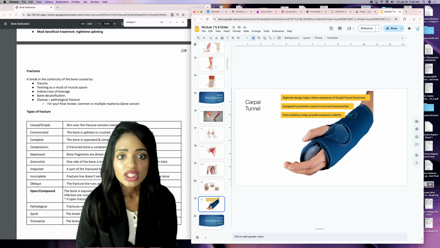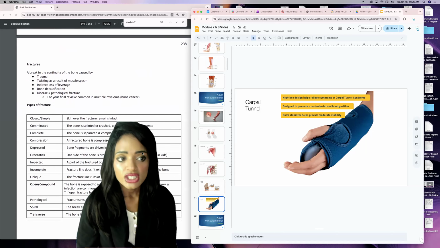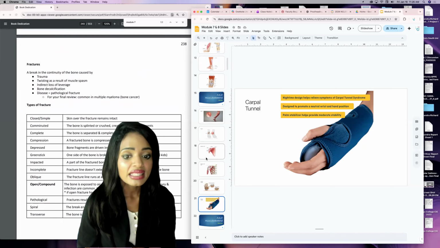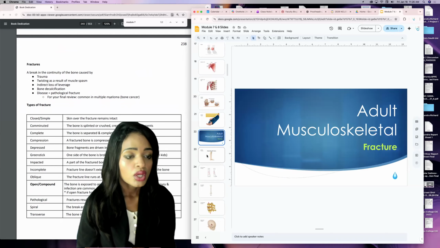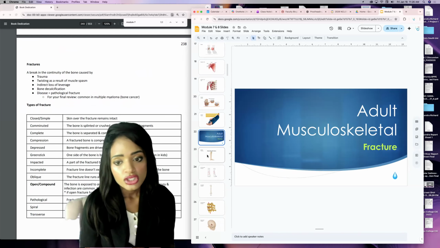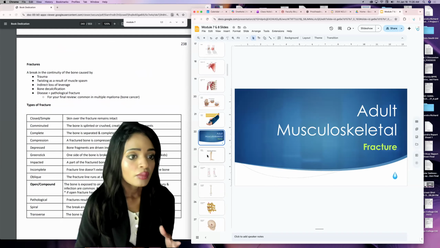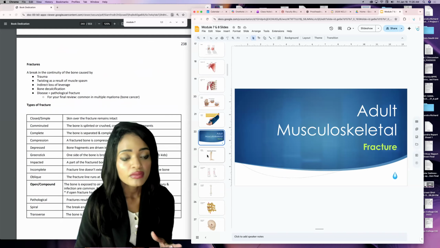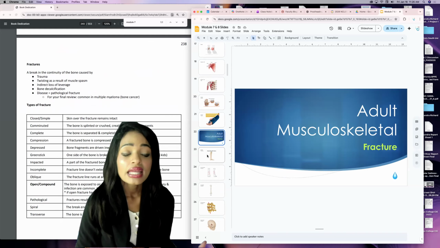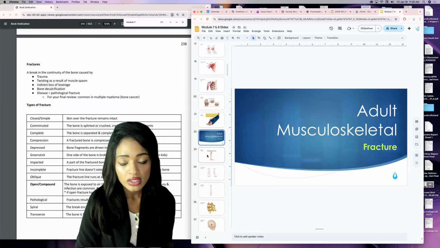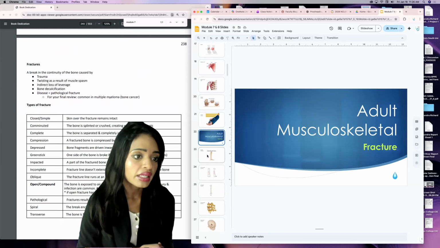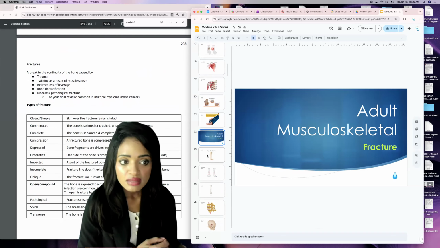The final subject we got into last class was fractures. A fracture is a break in the continuity of bone. A break in continuity of bone can be caused by trauma, twisting, indirect loss of leverage, bone decalcification. A disease process can cause a fracture. For example, someone with bone cancer like multiple myeloma, that can cause the bone to break.